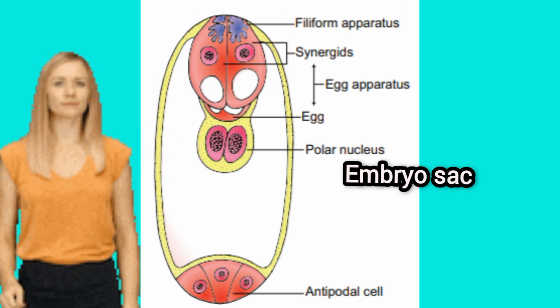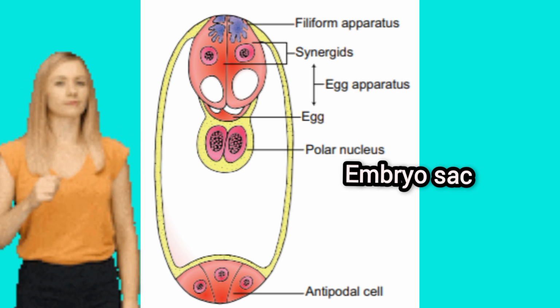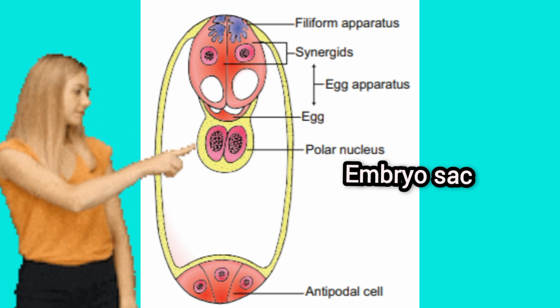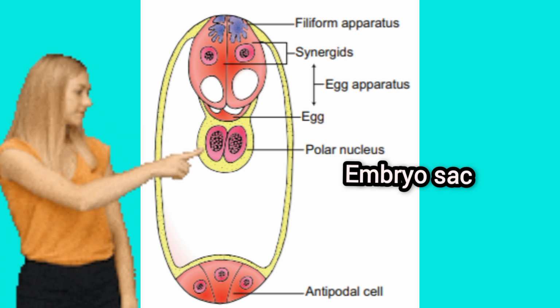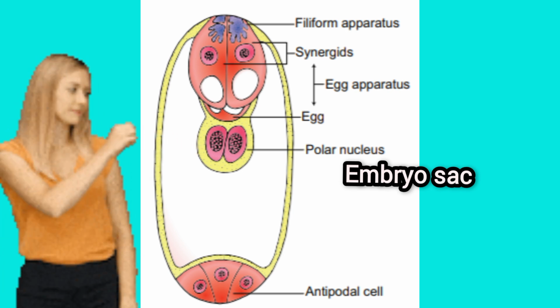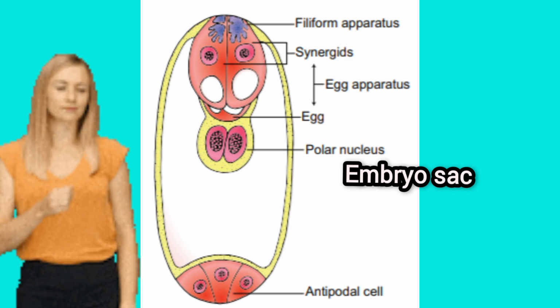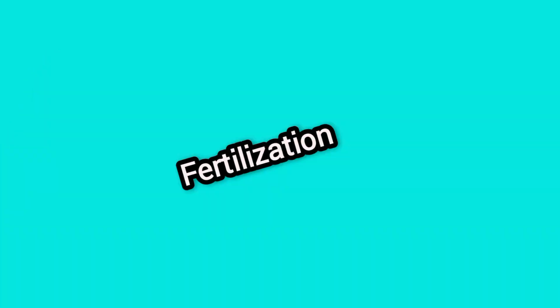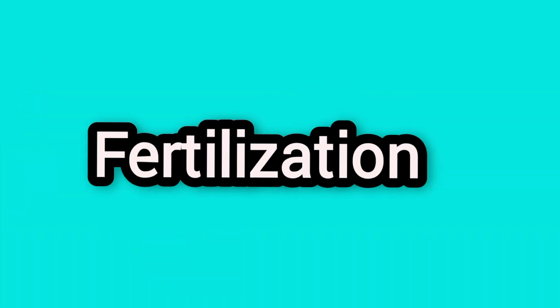The remaining 2 cells from opposite groups reach the center of the embryo sac. These 2 middle cells in the embryo sac form the central cell by uniting with each other, containing 2 polar nuclei. These 2 haploid nuclei fuse together to form a diploid nucleus just before fertilization. Let's move a little more forward to learn about the fertilization process in flowering plants.